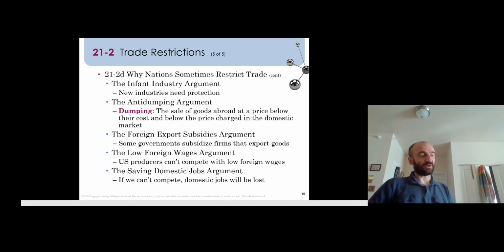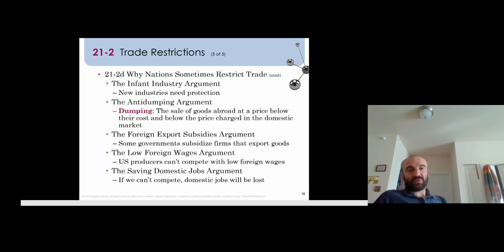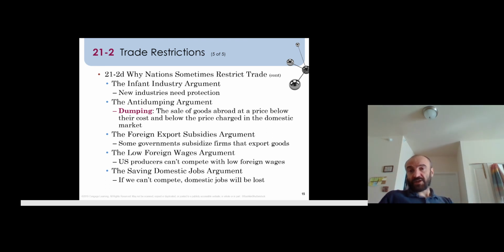Saving domestic jobs argument. This is a very bad argument because you will save some jobs in America temporarily by offering tariff protection to a domestic industry, like the steel industry. But in the long run, you're not going to save the jobs, for two reasons. The first reason is that, yes, you increase employment in the steel industry, for example, but by making steel prices higher than they otherwise would have been, you're reducing employment in other industries.